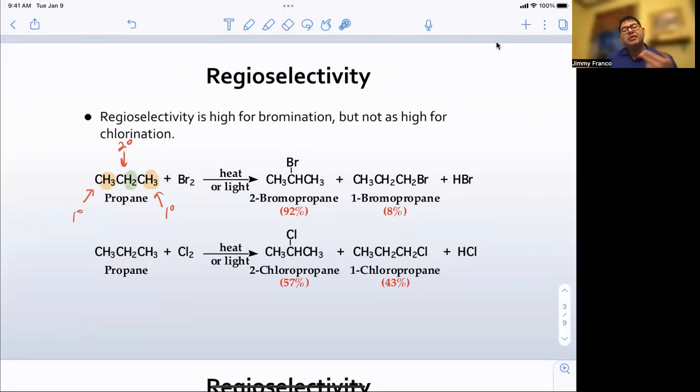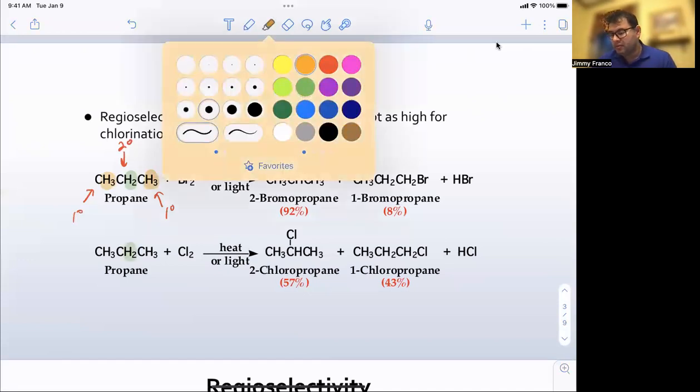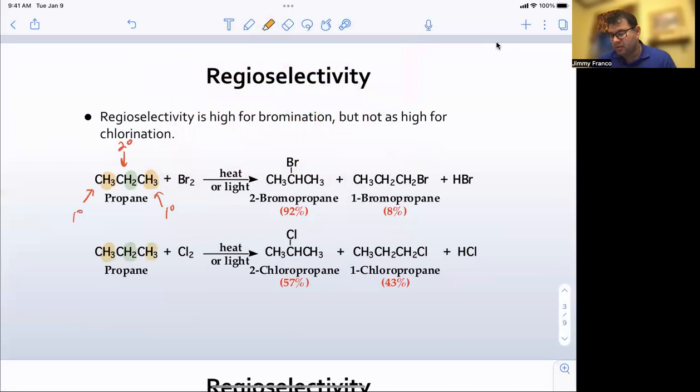Chlorine has that same preference, right? So it would still like to be on the more substituted carbon. So if we pick these versus these, it's always going to pick the more substituted. The problem is that preference is so much smaller, right? That even though it wants to pick the more substituted, statistically, there's a lot more hydrogens on the outside.